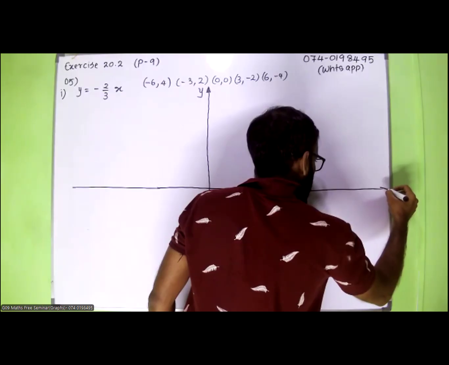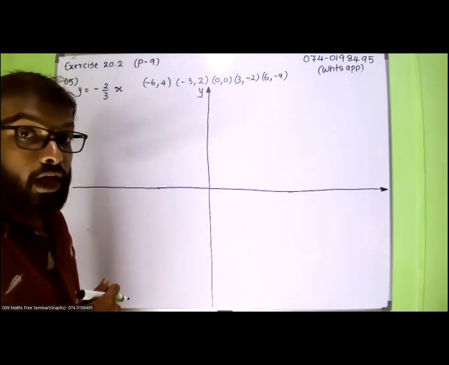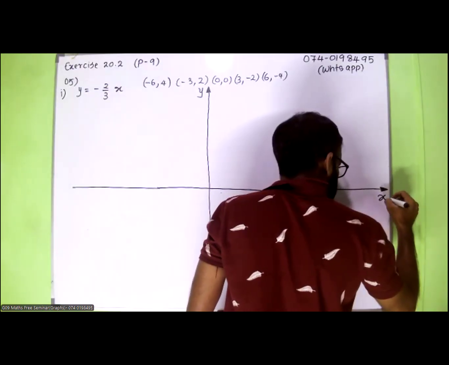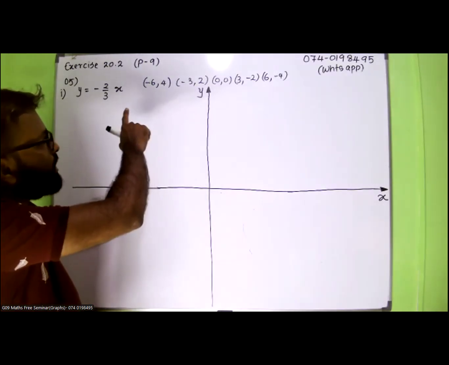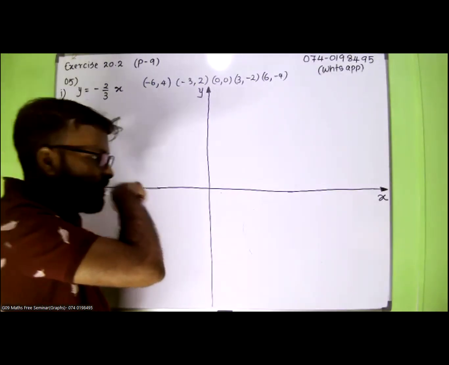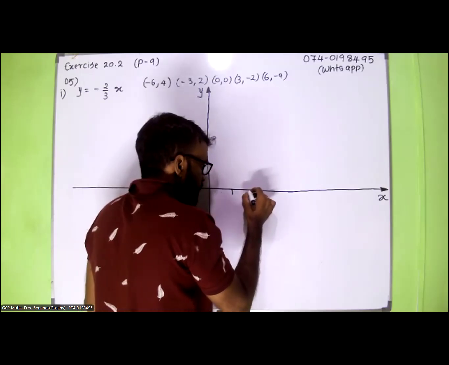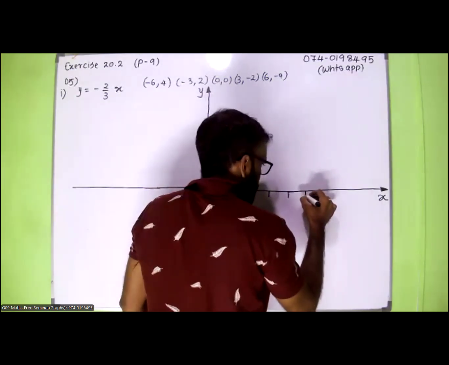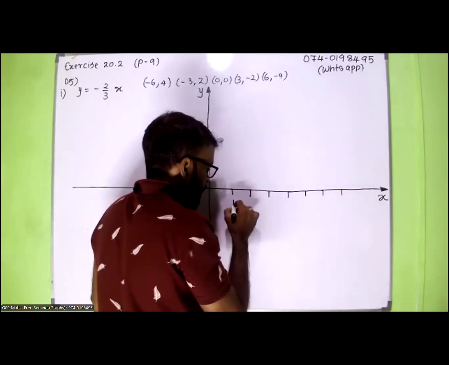At the end of the right-hand side of the x-axis, you have to mention your arrowhead, and you need to mention x as well. This is your x-axis. Now I am going to divide. The range of the x-axis is -6 to +6, so I will mark up to 7. 1, 2, 3, 4, 5, 6, 7.